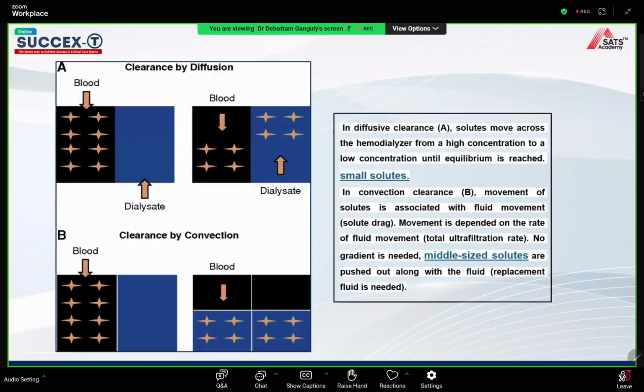So diffusion, as we all know, is the movement of solute from high concentration to lower concentration, that is, along the concentration gradient through a semi-permeable membrane. So that is diffusion. What is convection? It is the movement of solute through the membrane by the force of water. So there is a solvent drag, a solute drag. There is fluid movement, and along with the fluid there is a dragging of the molecule. So this is called convection.